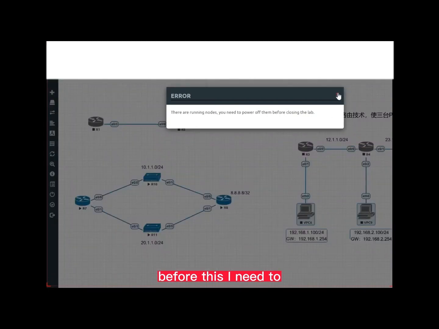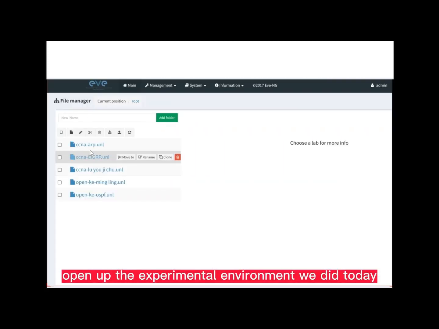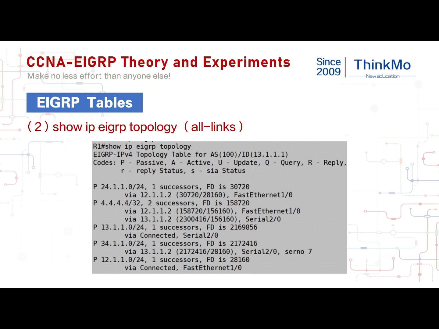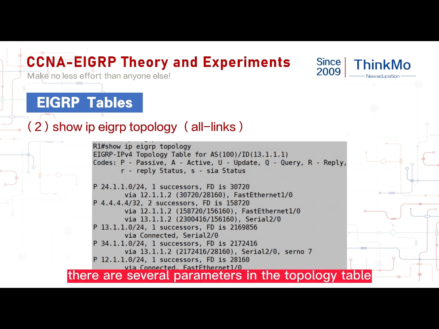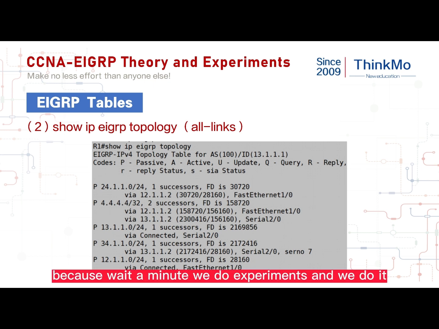Before this, I need to open up the experimental environment we did today. Otherwise, there may not be enough time later. Okay. There are several parameters in the topology table. For everyone to understand, we just look at this 4.4.4.4, because we'll do experiments on it in a moment.